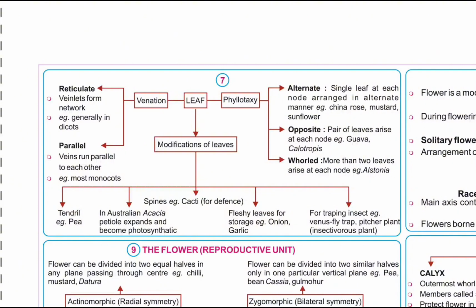Phyllotaxy is the arrangement of leaves on the stem. Alternate phyllotaxy, opposite and whorled phyllotaxy. Alternate, a single leaf at each node arranged in an alternate manner, example China rose, mustard and sunflower. Opposite, a pair of leaves arises at each node, example guava, calotropis. Whorled, more than two leaves arise at each node, example alstonia.